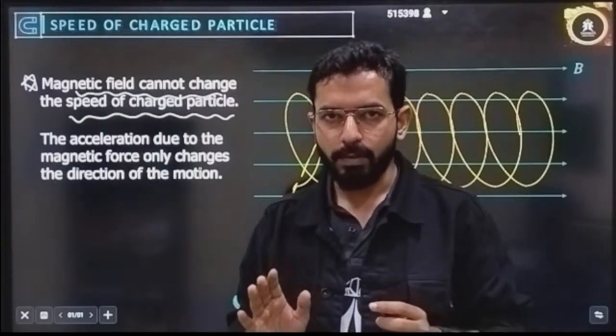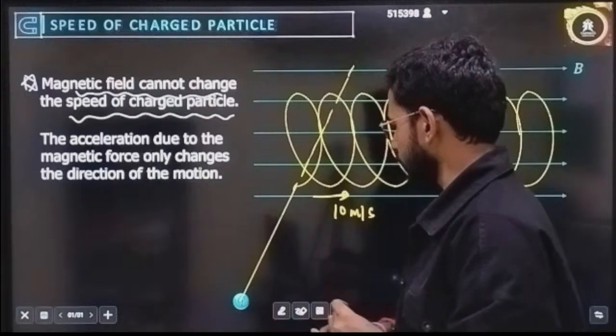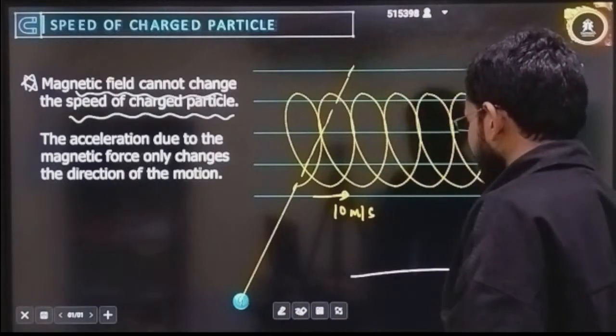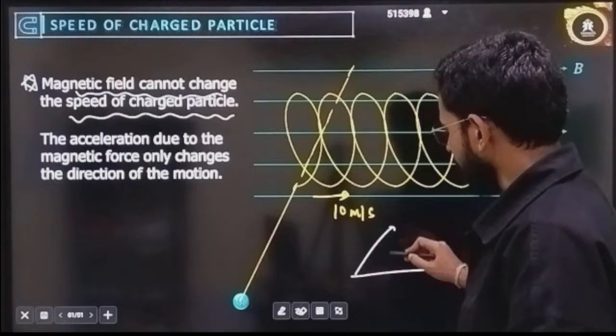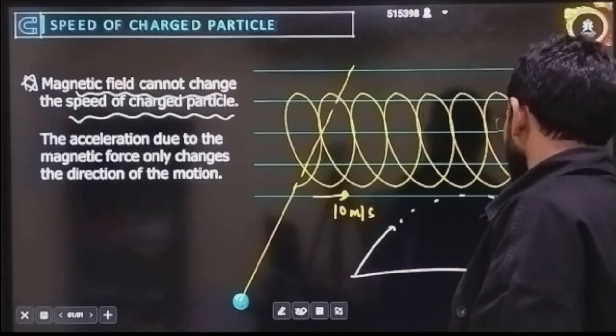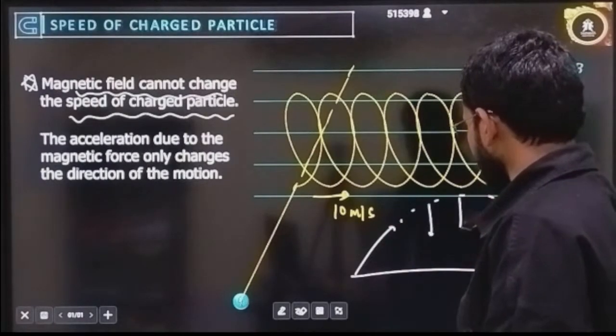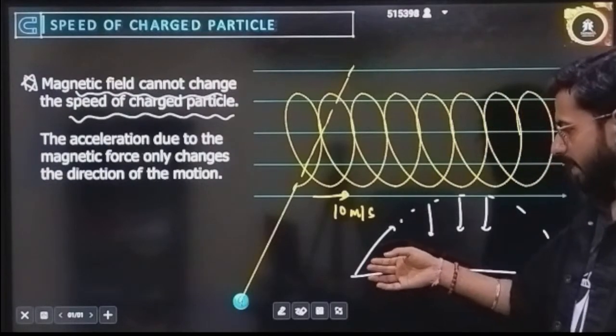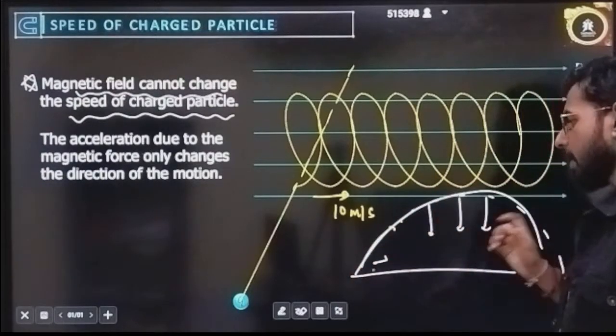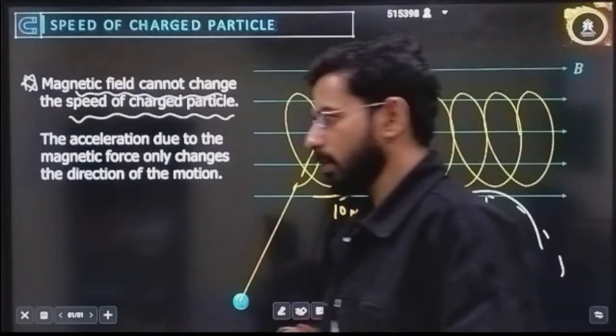If you remember a little bit about projectile motion, let's suppose you have projected something. At every moment in this motion, there is a force acting in the downward direction. That means this perpendicular force is helping in changing the direction. But here it changes the velocity also.